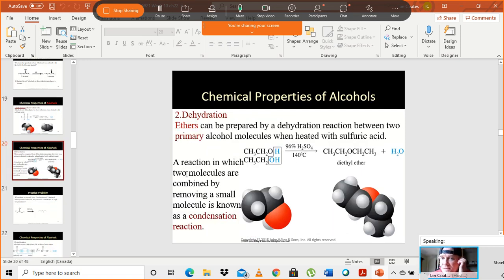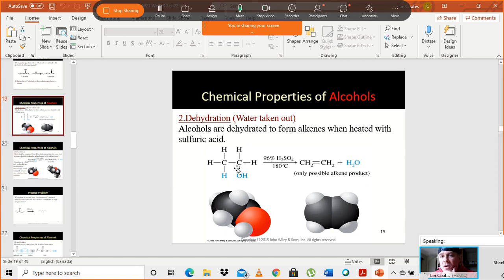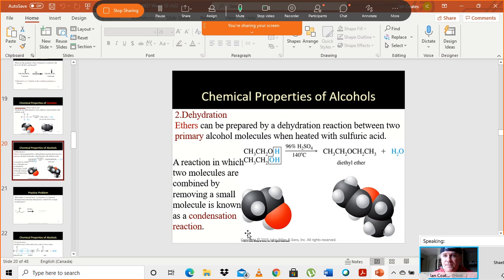And in this process here, have a look at what we can do. If we have two alcohols, like here, we just had one alcohol in an acid bath, and this process of dehydration takes the water out and forms an alkene. But if I have two different alcohols, which I have here, ethanol and ethanol, you can actually make an ether.